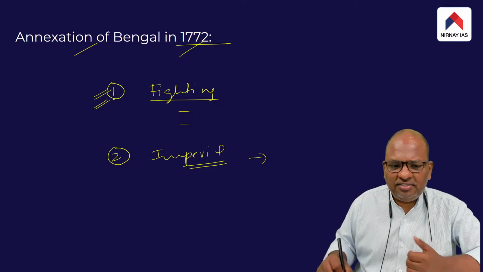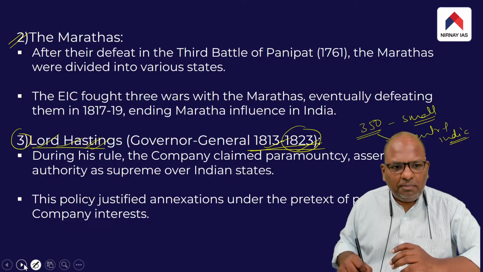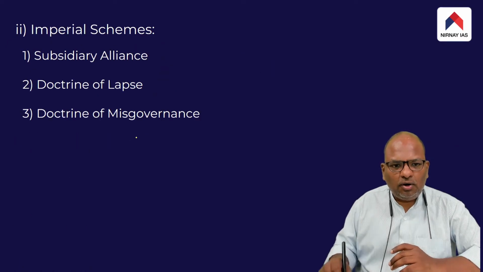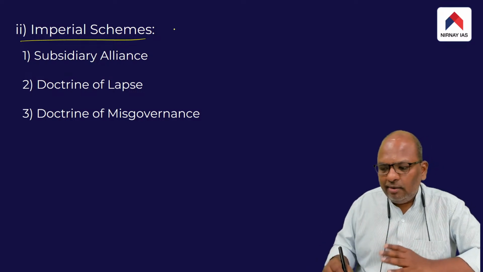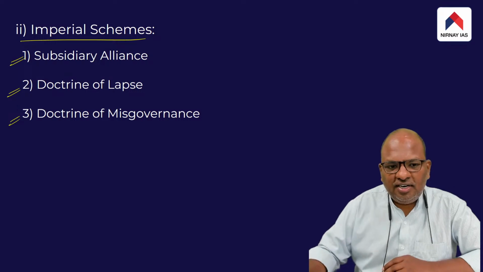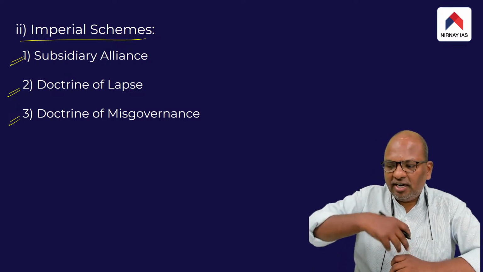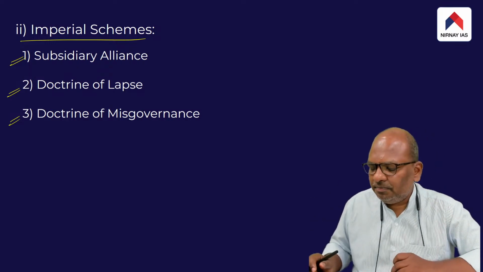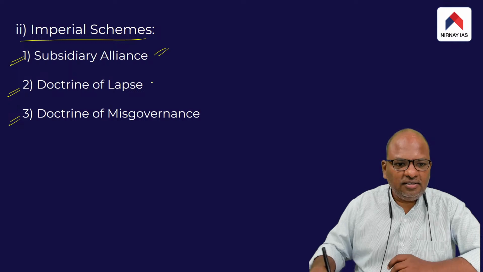First part I have just discussed with you. Come to the second part. I will be taking up the discussion on these imperial schemes in some other class. But kindly remember, the British followed altogether three different policies with the objective of establishing their control over the princely states. These are the three policies: subsidiary alliance, doctrine of lapse, and doctrine of misgovernance.